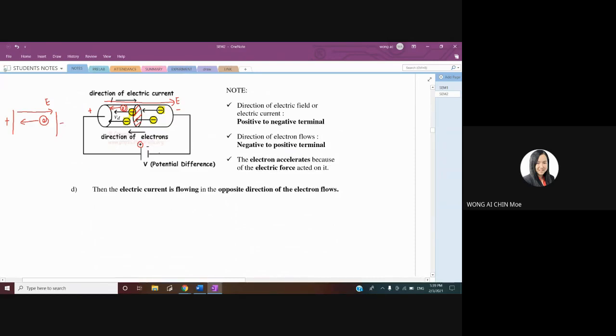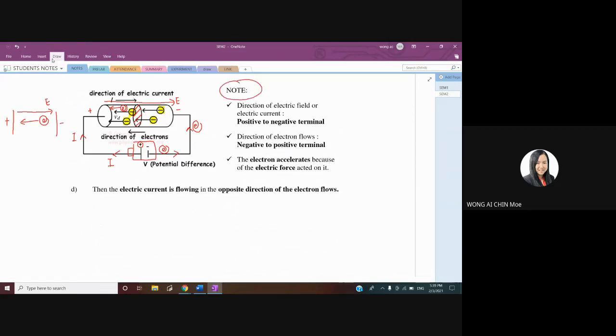Similar for this diagram. Here is the battery. For the battery, the current comes out from the positive terminal, but the electron will come out from the negative terminal. So the electron will move in this direction, in the anti-clockwise direction. However, the current will move in the clockwise direction.